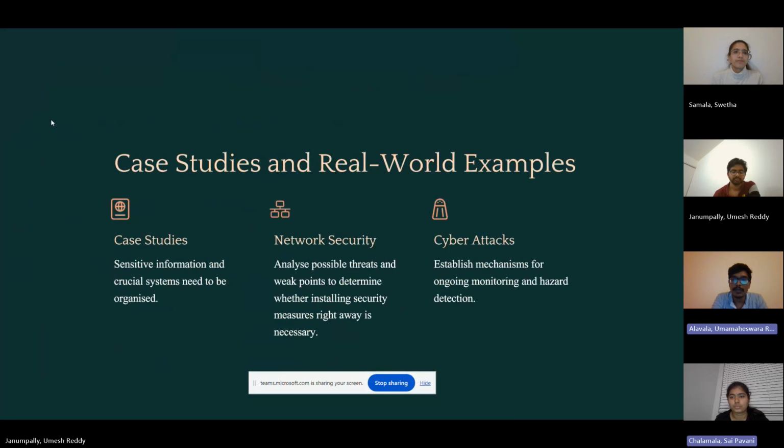And this organization made some changes to strengthen the cloud security. Those are multi-factor authentication, role-based access control, and least privilege policies, and also increased monitoring and detection for identifying the threats. Next will be continued by Umesh.